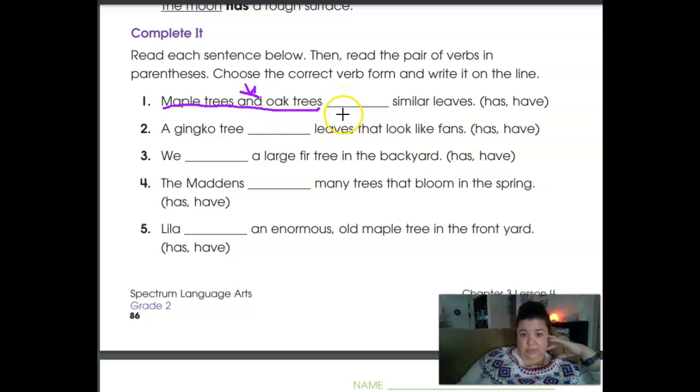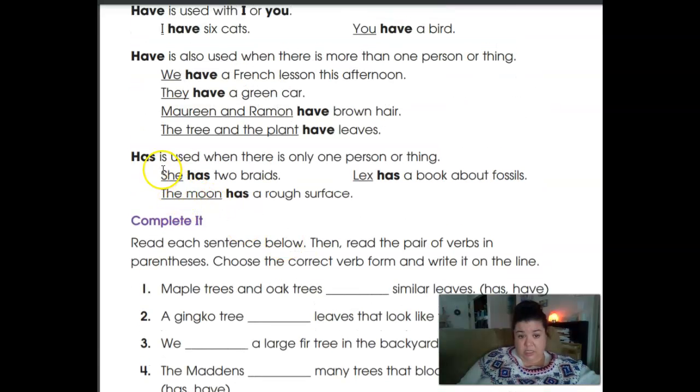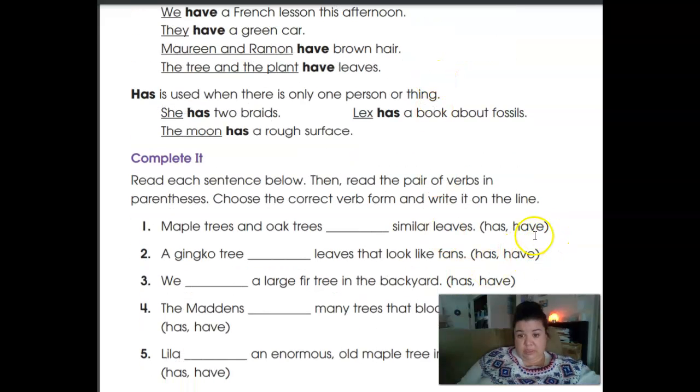Maple trees and oak trees has similar leaves. Maple trees and oak trees have similar leaves. Which one just sounds more correct? And if you can't remember, you can go up here and look. Has is used when there's only one. Well, we're talking about maple and oak trees, so that's more than one. So we have to use this one where it says when there is more than one. So on the line, you need to write have.